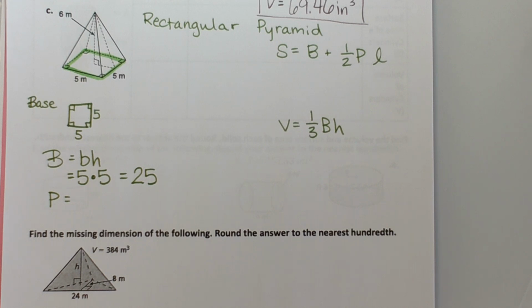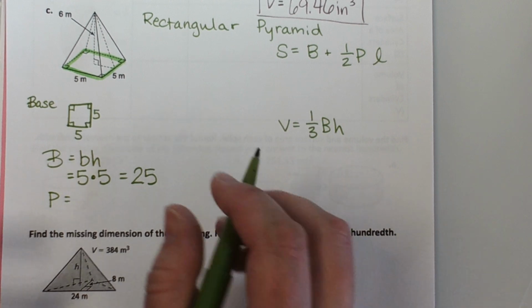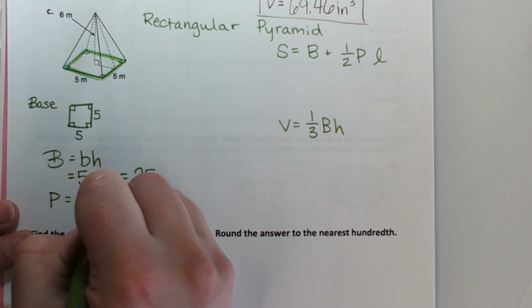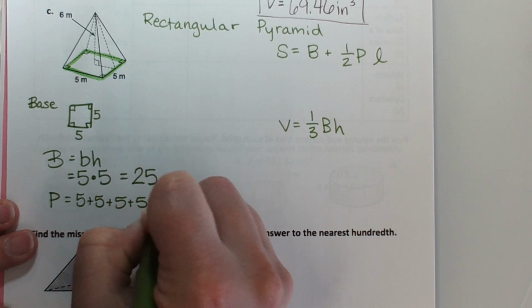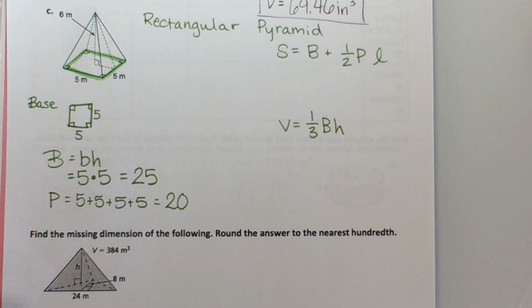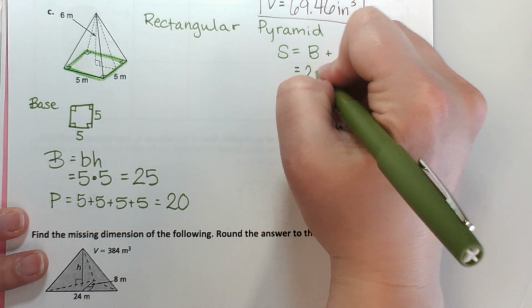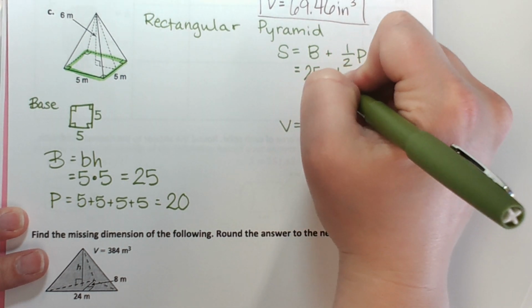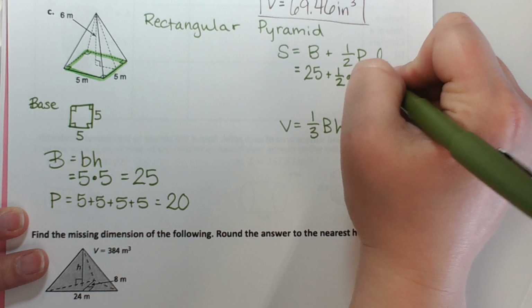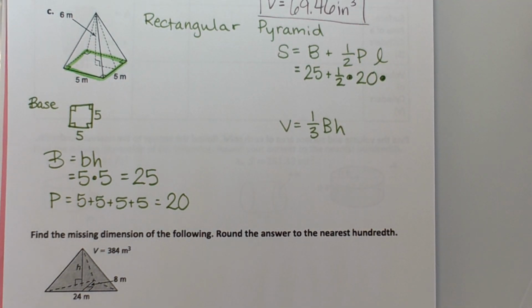So you can also use the S times N formula when the bases have all the same side lengths. I don't care which way you do it. Either way, you're going to get 20. So, I look at my surface area formula. I do 25 plus 1/2 times 20 times... What's the slant height?